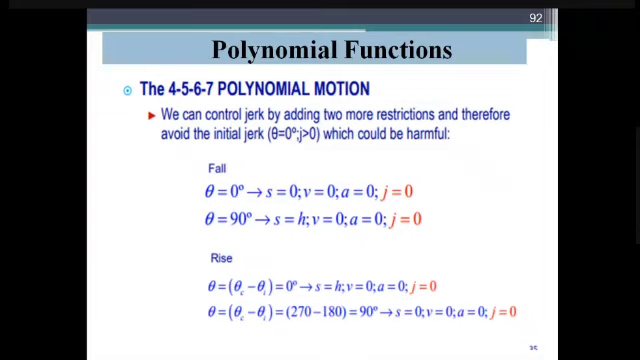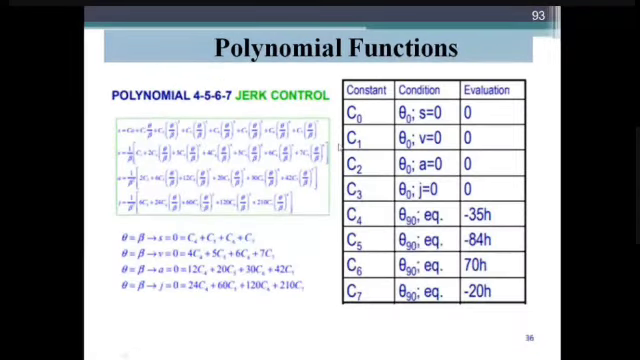So theta equal to 0 degree and theta equal to 90 degree. At 0, displacement s equal to 0, velocity 0, acceleration 0, jerk 0. At 90 degree, s is equal to h, the total height h, velocity 0, acceleration 0, jerk 0. In the rise condition, theta is 270 minus 180, 90 degree, the same as we said before. But what about the coefficients C0, C1, C2, C3, C4, C5, and also C6, C7? We add two more coefficients for reducing the jerk problem.